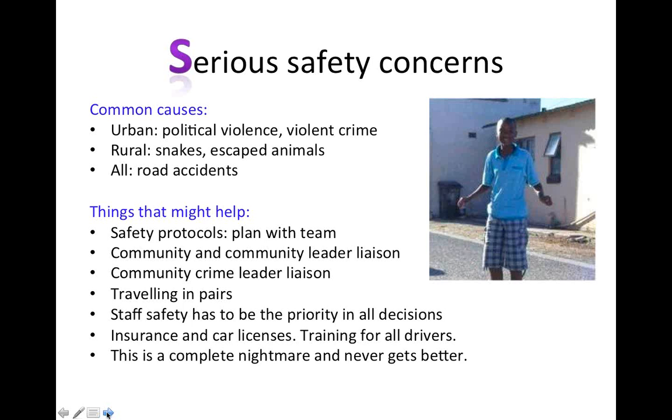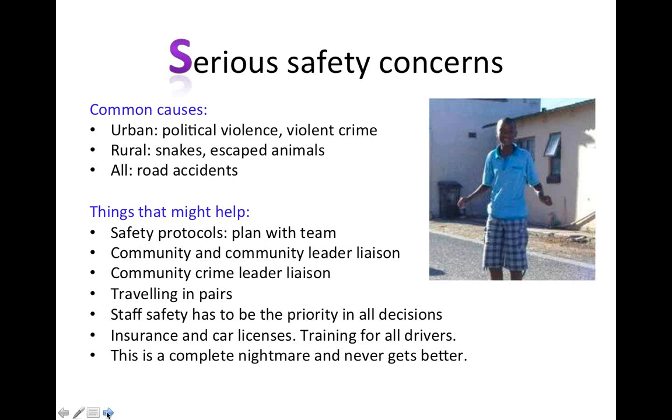So some of the things that might help: putting together very rigorous safety protocols can be really useful. We spent about 6 months putting together ours, and if anyone wants some safety protocols, just email us and we'll send you ours that you can adapt. It's obviously very helpful to liaise with communities and community leaders. This can be tedious. It's endless community meetings where they're fighting over who gets to host the local political rally, and lots of delivering gifts to chieftains, but absolutely essential.